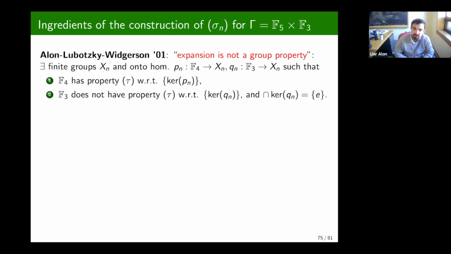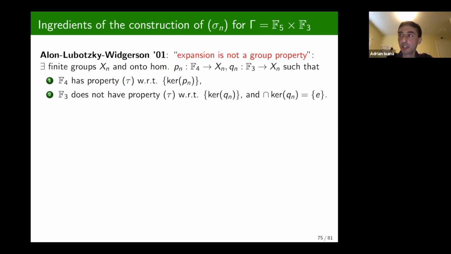So here the statement, expansion is not a group property, is saying that you can choose different generators. Using the same sequence of groups, you can get different graphs. These are expanders, these are not expanders. So it's not something that originates from some property of the groups.